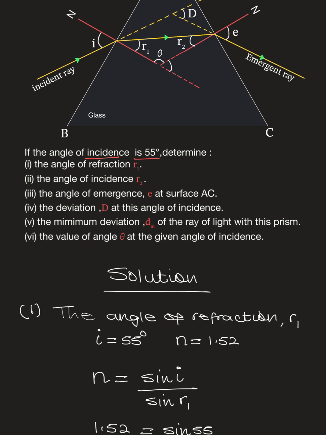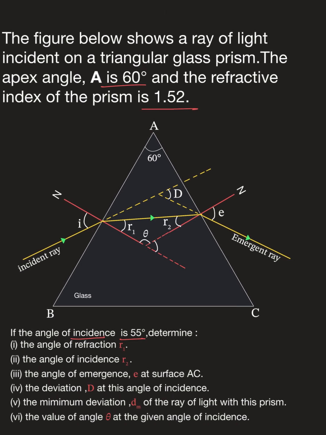It wants us to find the deviation D at the angle of incidence. So what is the deviation? That is this angle that we have here. Okay? If we stretch the incident ray and the emergent ray, they are going to form an angle. That angle is called deviation. So how do we calculate that?